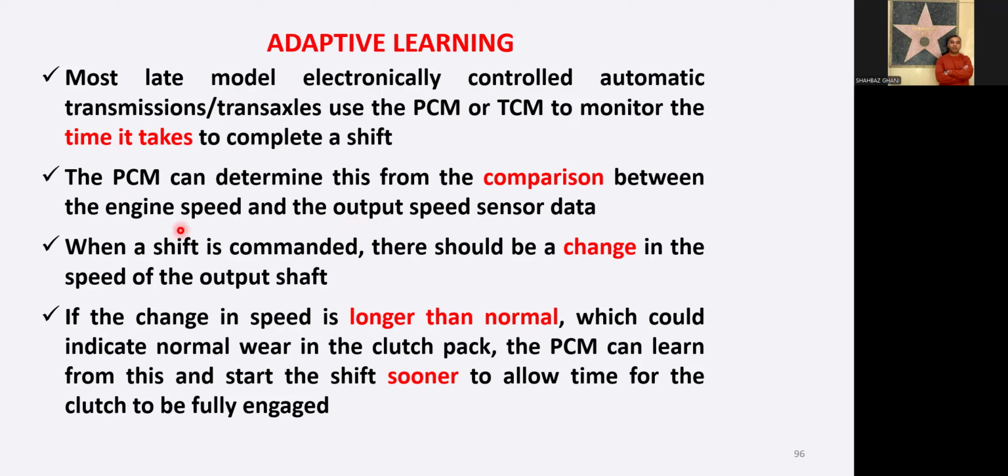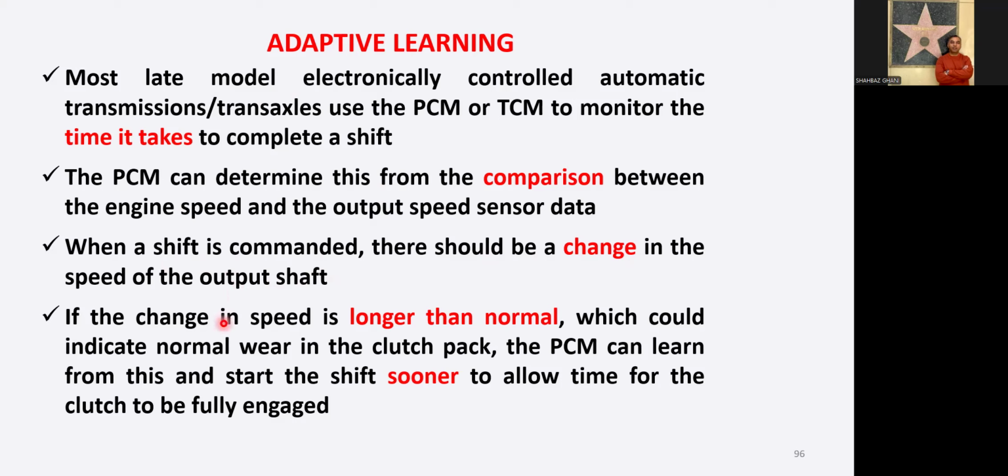So basically, with the help of adaptive learning, the power control module can determine this from the comparison between the engine speed and the output speed sensors data. It compares them and monitors them. When a shift is commanded, there should be a change in the speed of the output shaft.